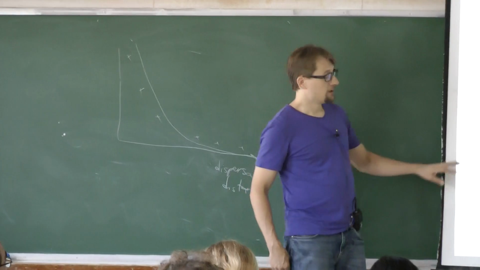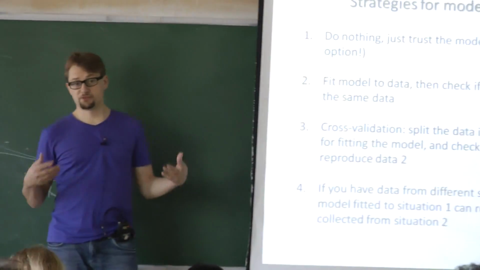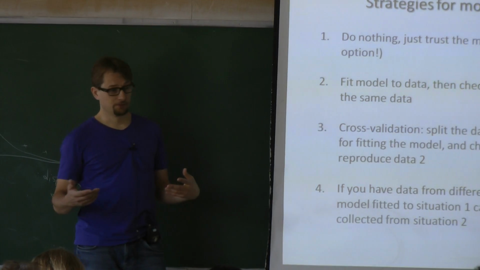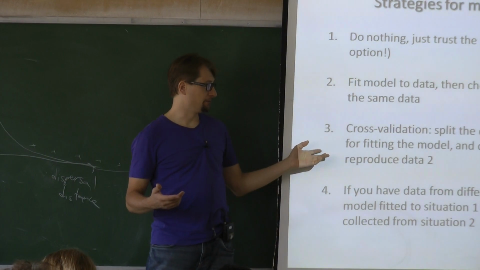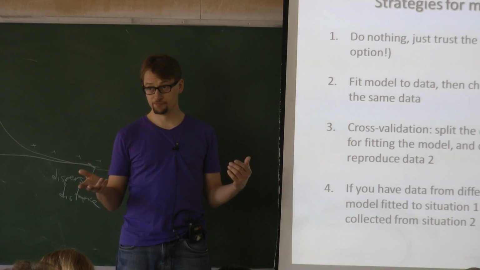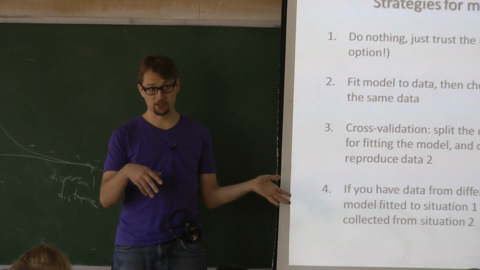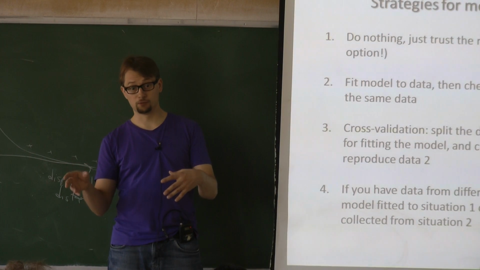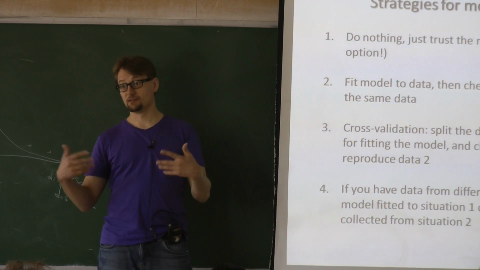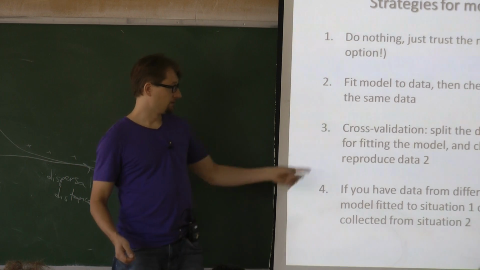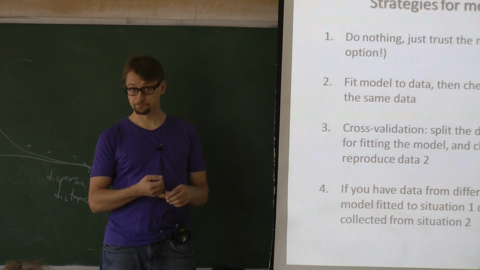Okay, but of course it's even much better if you can compare to independent data. So one way of doing this is that you just split your data into two sets. The one you use to fit the model, and then you predict the other part of the data which you didn't use for fitting, and again in some way you compare if the model can predict that data. So this is called cross-validation.